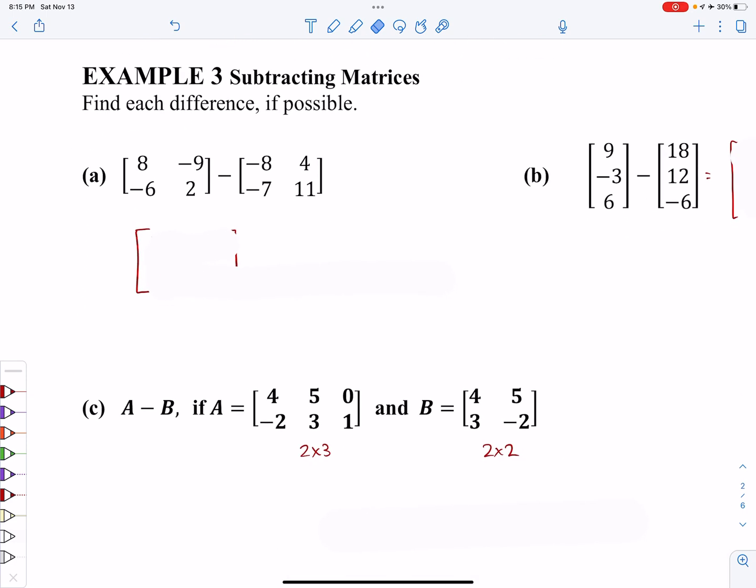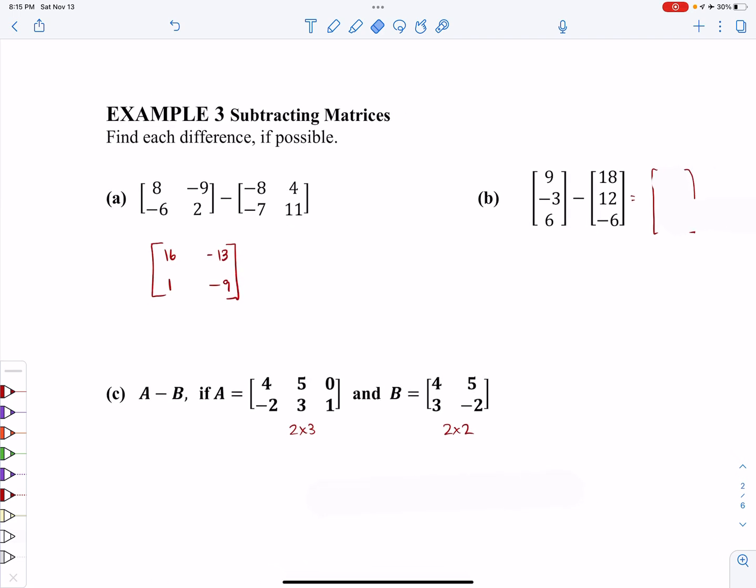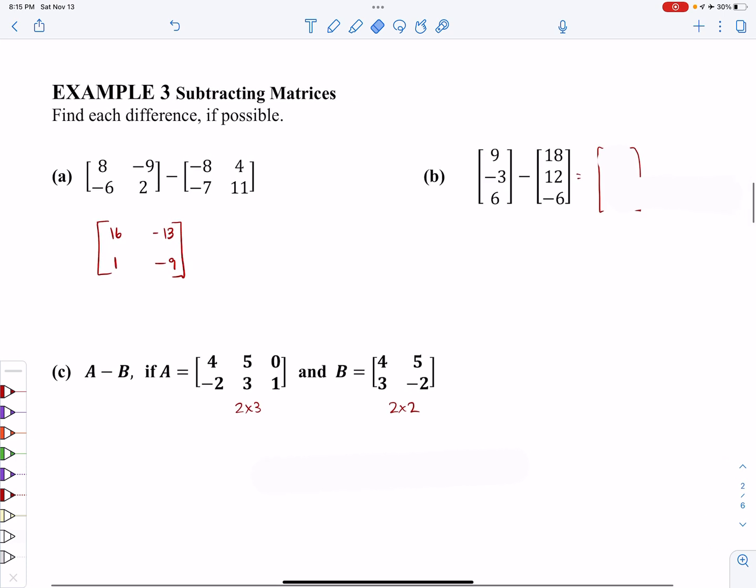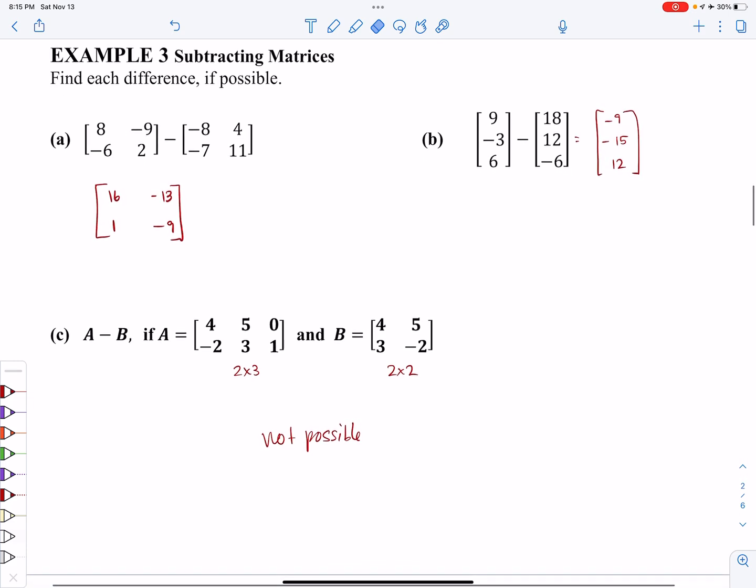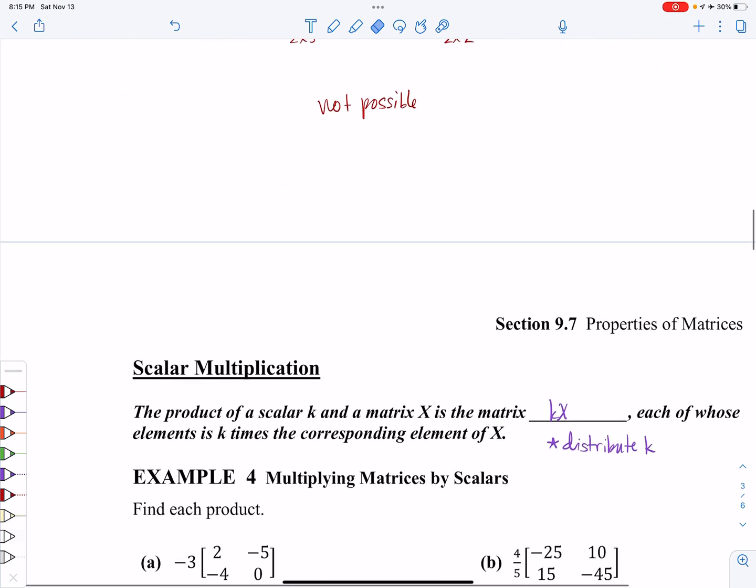All right, with subtraction, this is going to work the exact same way. So pause the video, see if you can find the answer to parts A and B, and then unpause it, and I will reveal the answer. All right, so now that you're back, this is the answer to part A. Check yours and see if you got the same thing. And this is the answer to part B. Once again, for part C, they're not the same dimension, so it is not possible to subtract matrix A minus matrix B.